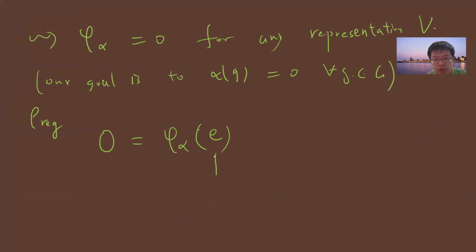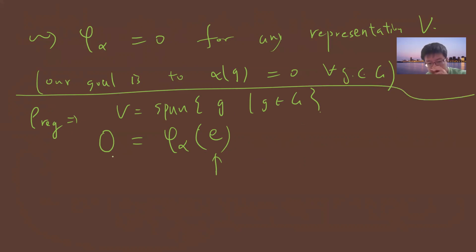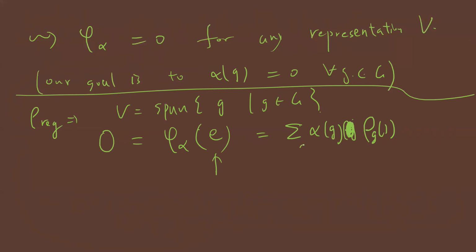So let's say you work on the identity vector, the identity. So remember that in the regular representation, the vector space is spanned by the group elements, G belonging to G. Right, so each group element is viewed as a basis. So you get 0 is phi alpha of E, right? By definition, which is a sum over alpha of G, rho of G acting on 1. So it's alpha G rho G acting on the identity, sum over G belonging to the group.